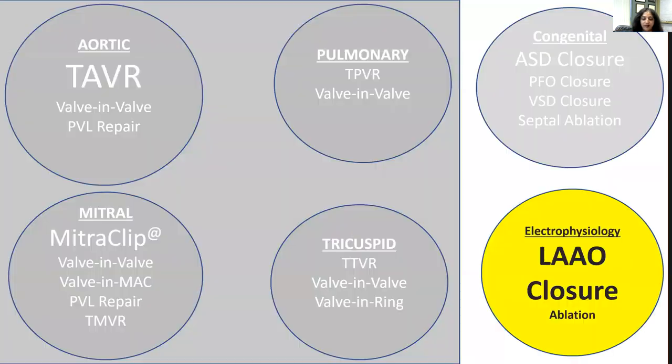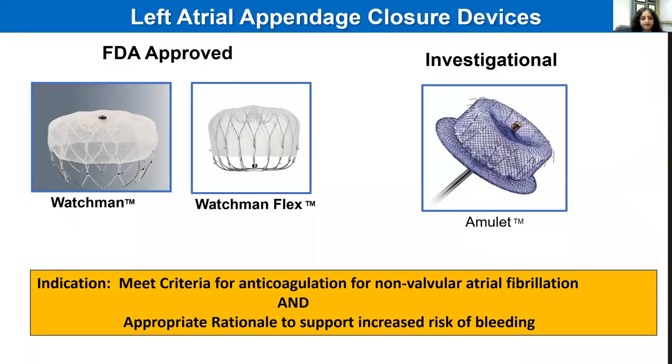The final case that we're going to review is LAA closure, which is a growing field in interventional echocardiography. LAA is implicated in the majority of strokes in atrial fibrillation, but anticoagulation in atrial fibrillation has its own complications and bleeding risks. And so the basis of LAA closure is if you exclude the left atrial appendage, you decrease the risk of stroke in the majority of patients with atrial fibrillation, and you can safely discontinue anticoagulation.